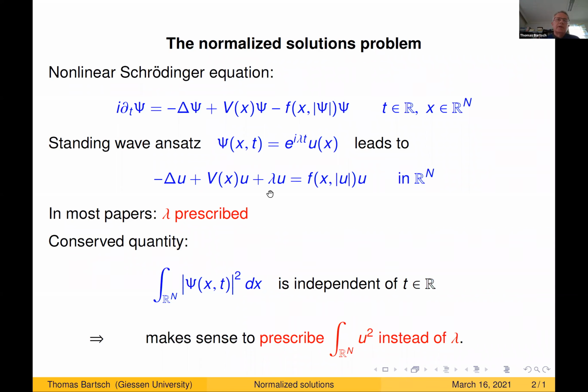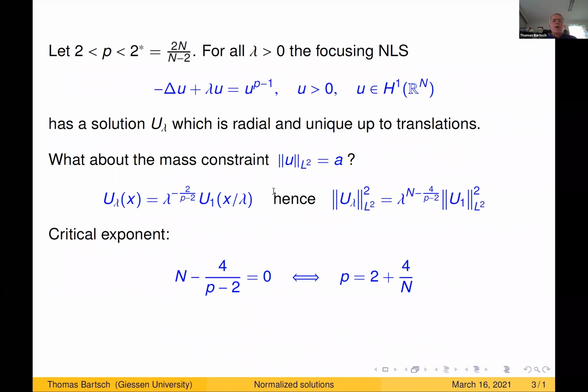I will talk about an equation like this, and also about a system. This has received lots of attention in recent years, but still it's relatively unknown compared with the problem when lambda is prescribed.